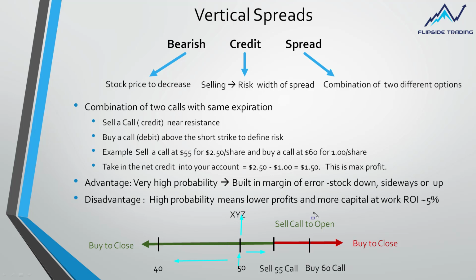So to execute this trade, the first thing to do to open it, we're going to sell the 55 call to open. And we're going to take in $2.50 a share. We're then going to define our risk. We're going to buy the 60 call. Right? That's going to cost us money. We buy it right here. So our net credit's $1.50. $1.50, that's what we're looking for. That goes into our account. We get to keep that. That's our max profit. Again, very high probability. We're talking 80-85% in most cases.